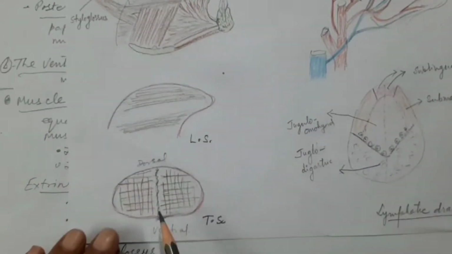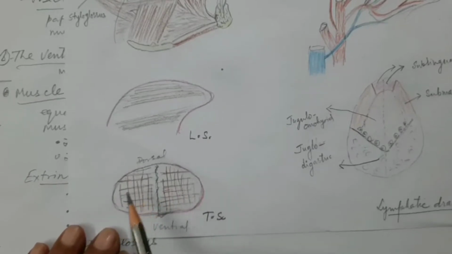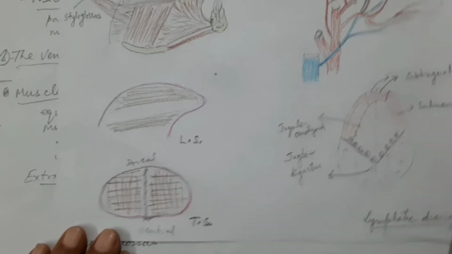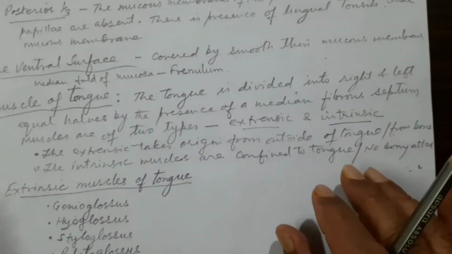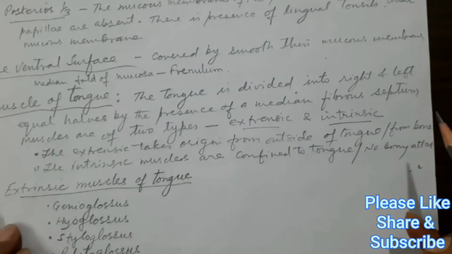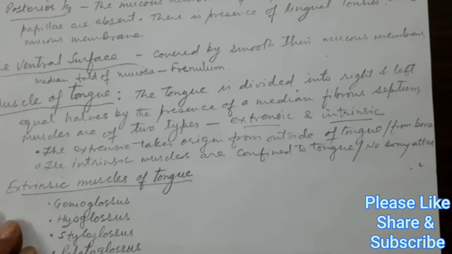Let us see, since this is a coronal section of the tongue, this will be the right and left halves, and it is divided into right and left halves by the presence of a fibrous septum, that is the median fibrous septum. So muscles are separate on the right as well as on the left side.